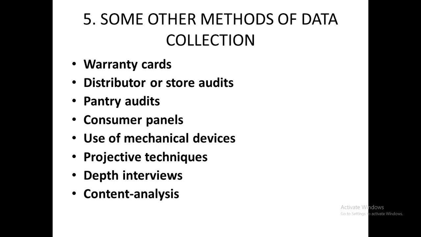I have told you some methods: TAM method, TRP methods, warranty card. Suppose you are buying a product and the company will provide the warranty card. In the warranty card itself, they are collecting the data about the customer name, phone number, address. This is, again, primary data collection.